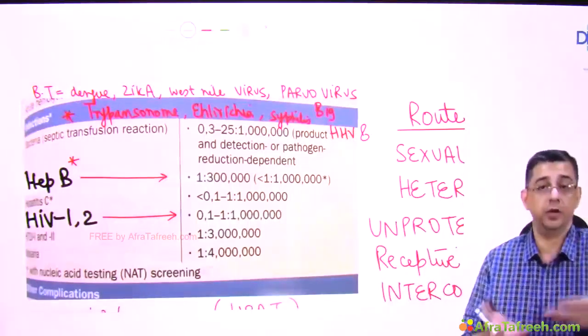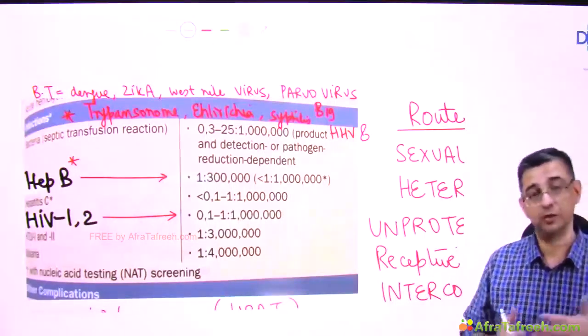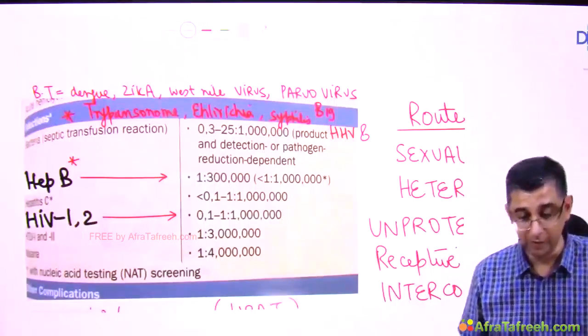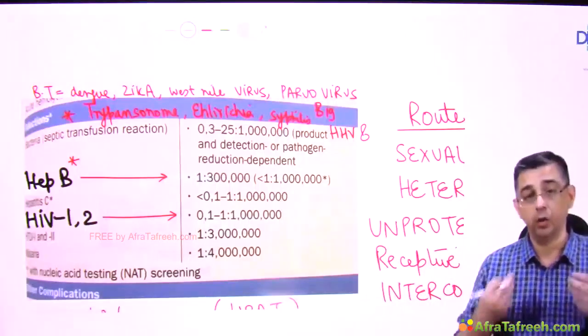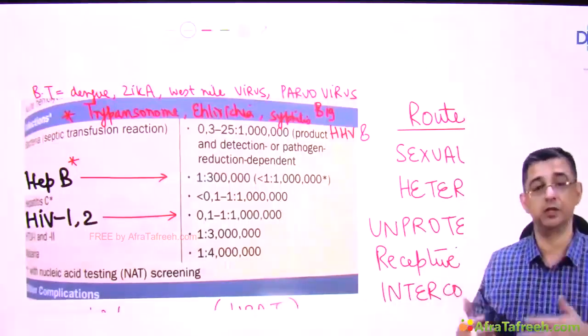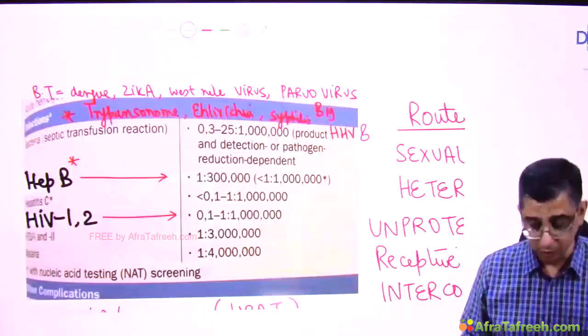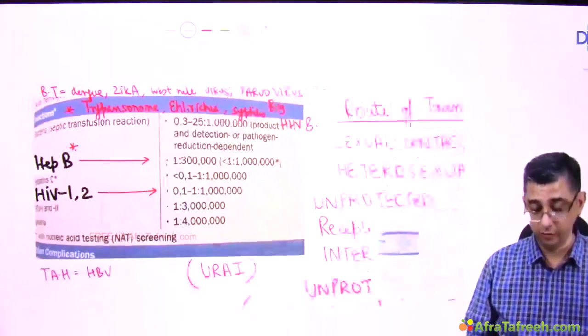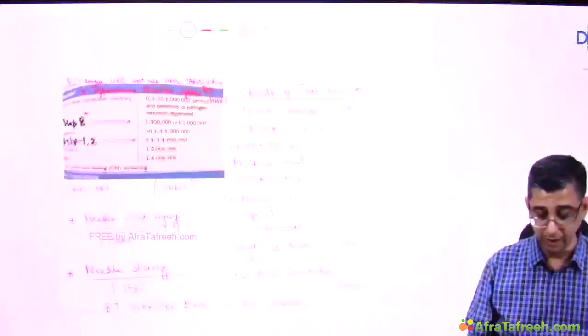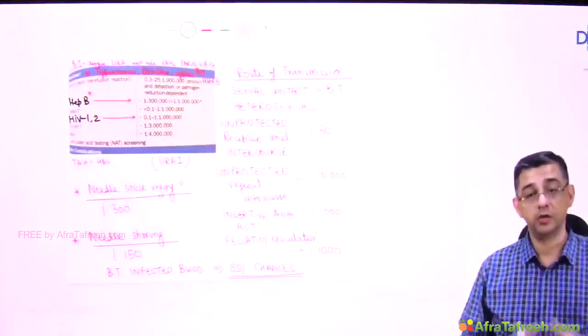And suppose, God forbid, the private blood bank that you are associated with, just because of cost cutting, doesn't test the blood properly and a person gets the infection, then the responsibility is all yours. So obviously you have to be very, very careful whenever you are using the services of any blood bank. And these are the important routes of transmission.